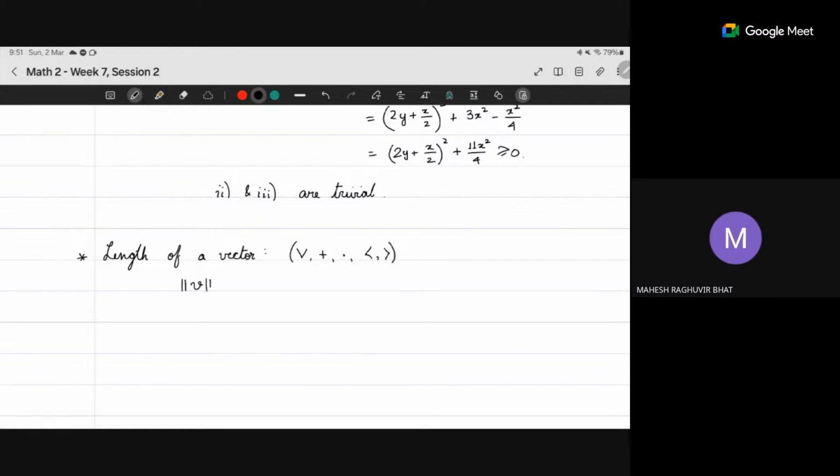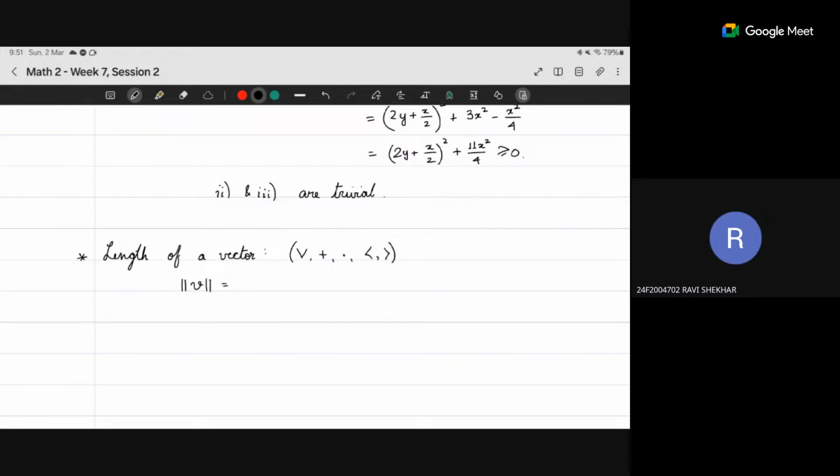Let me use this thing. Sum of squares of all the components, square root. But this might not be an Rn, no? So here we are taking the more abstract approach.